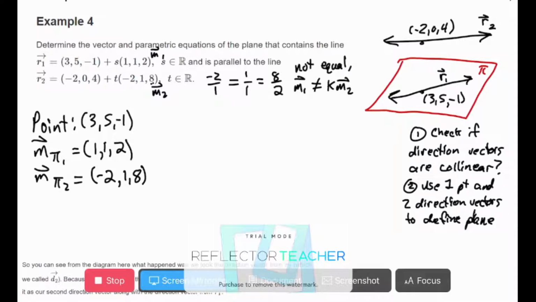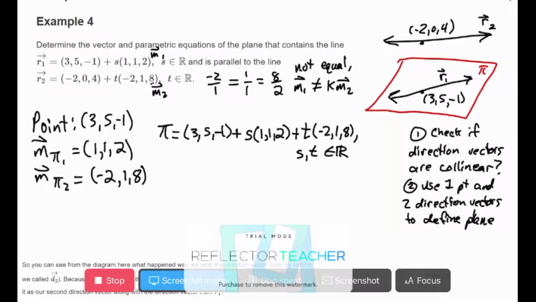And we were asked to find the vector equation and the parametric equation. Let's start with our vector equation. So pi for plane is equal to our point that lies in the plane, plus my first parameter s times my first direction vector or basis vector, plus my second parameter t times my second basis or direction vector. And don't forget to define our variables. s and t are elements of the reals. So we have successfully found the vector equation.